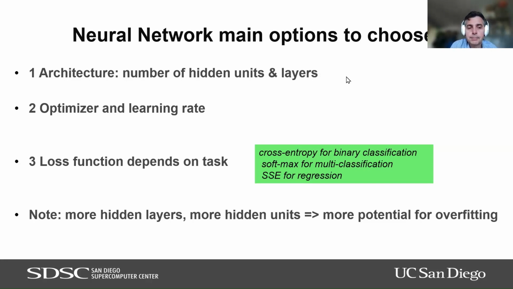And in general, the more hidden layers and the more hidden units, those are our resources. That's what creates the complexity of the neural network. And that also means you have more potential for overfitting.